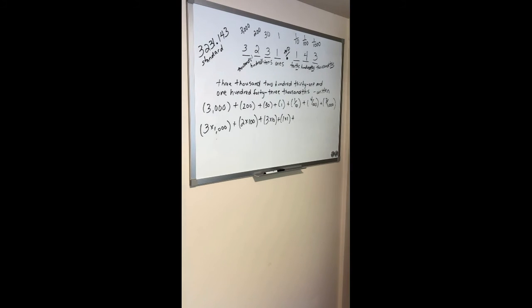Now this is where it gets a little tricky. The 1 is in the tenths spot. So I'm going to multiply it times a tenth. The 4 is in the hundredths spot. So that's 4 times a hundredth, because 4 times a hundredth will get me 4 hundredths. And then the last one is 3, because the 3 is in the thousandths spot. So I'm multiplying 3 times a thousandth, because 3 times a thousandth is 3 thousandths.